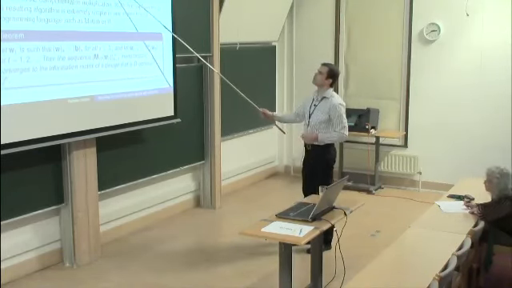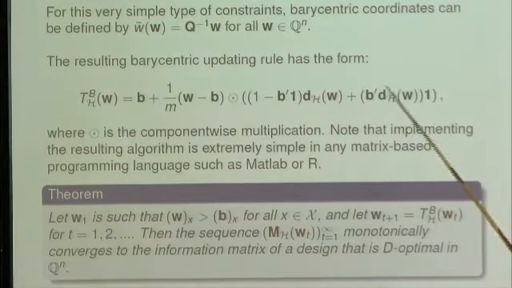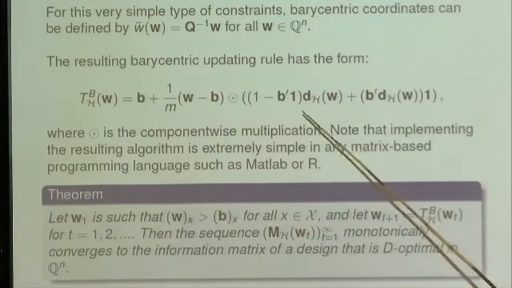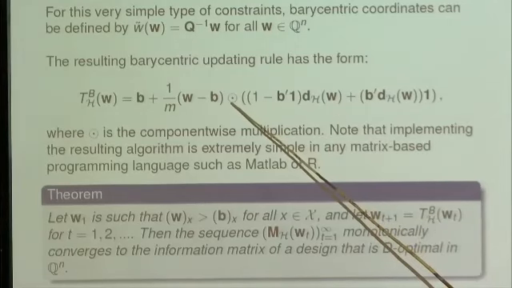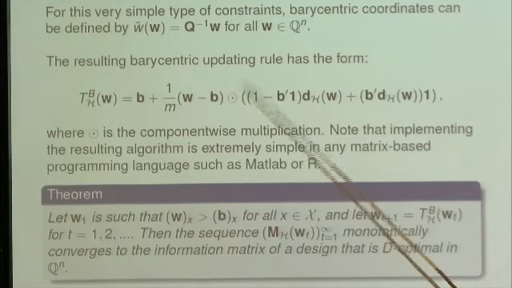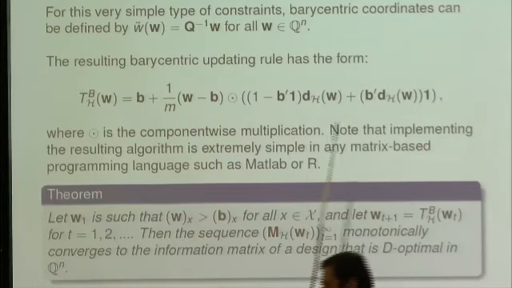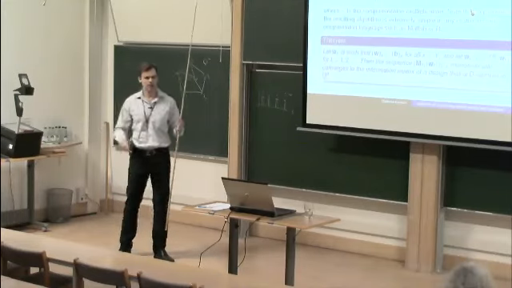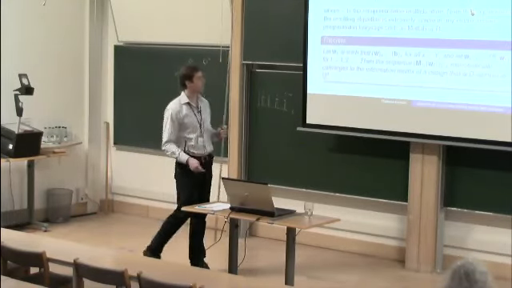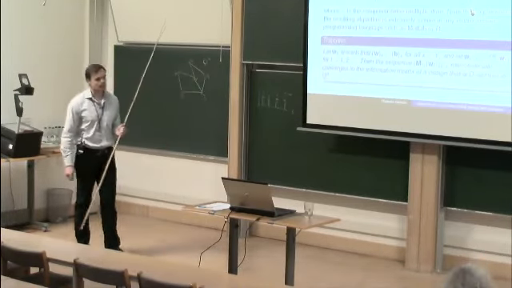It uses just the D function. This is the classical D function. The vector B and some normal multiplications and component-wise multiplications. This dot in circle is just a component-wise multiplication. So this is extremely simple to implement in matrix-based languages such as MATLAB or R. It's just one line. The actual update of the weight is just one line.